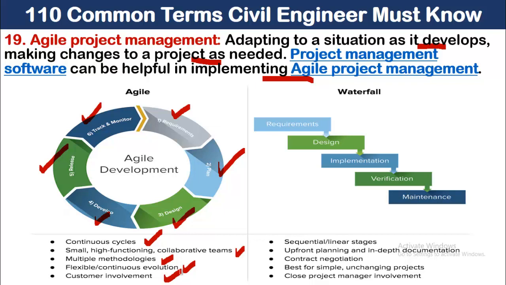Whereas on the other hand we have waterfall management, which, as you can see over here, has sequential or linear stages. Upfront planning and in-depth documentation is required for this type of management planning. It also involves contract negotiation, and is best for simple unchanging projects and a closed project management environment. In this, customer involvement is not necessary.